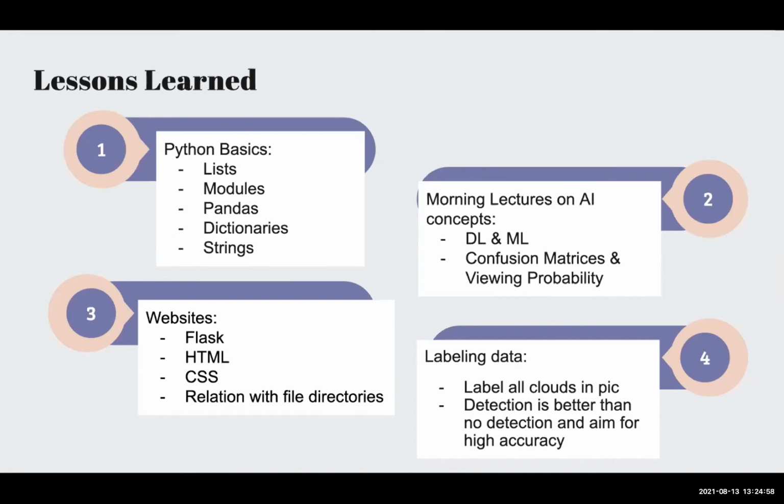Recently, we deployed a website featuring our AI model, learning about concepts that may be familiar to some, like HTML and CSS, and other concepts that may be fairly unfamiliar to most of us in the team, like Flask and the relation that file directories have with the various files that contain the code we had to adjust for our website.